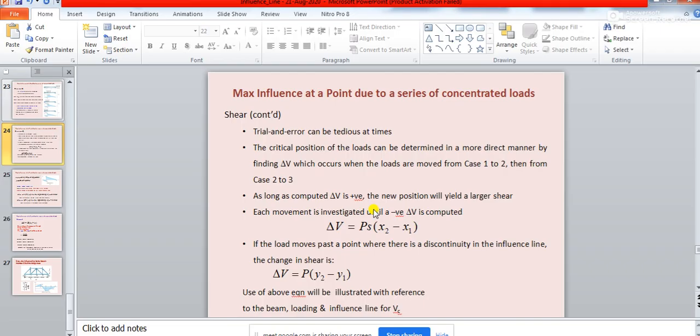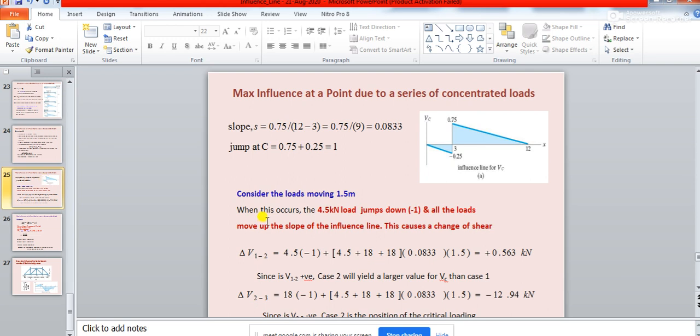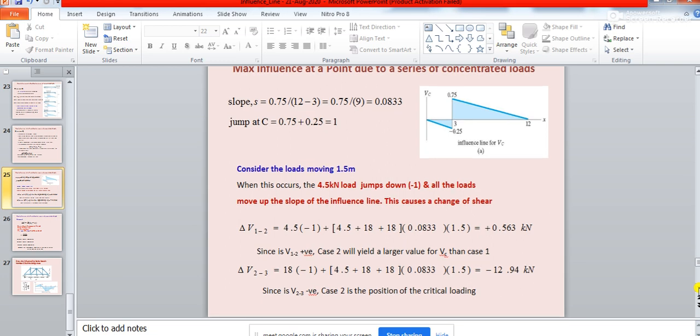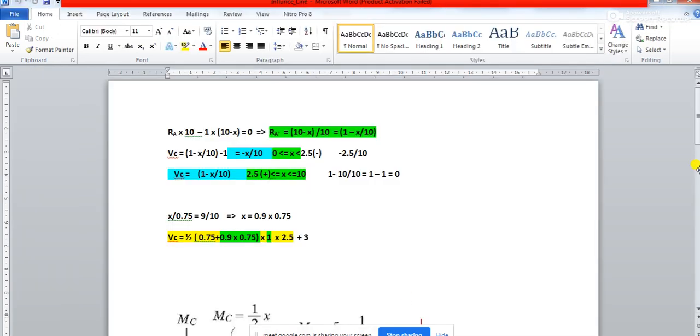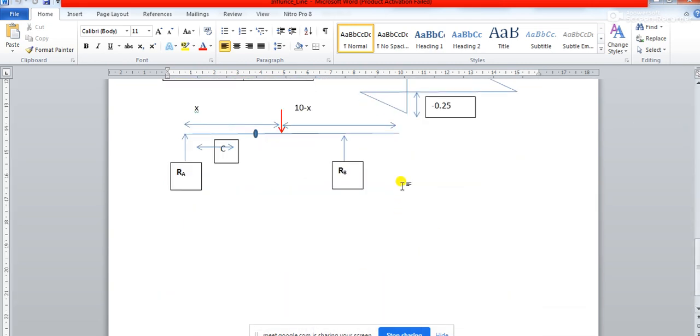Okay. So let me again bring this to this slide. Then it will be a little bit more clear, I think. Let us bring it to this Word document, then it will be more clear. So can you see this Word document?